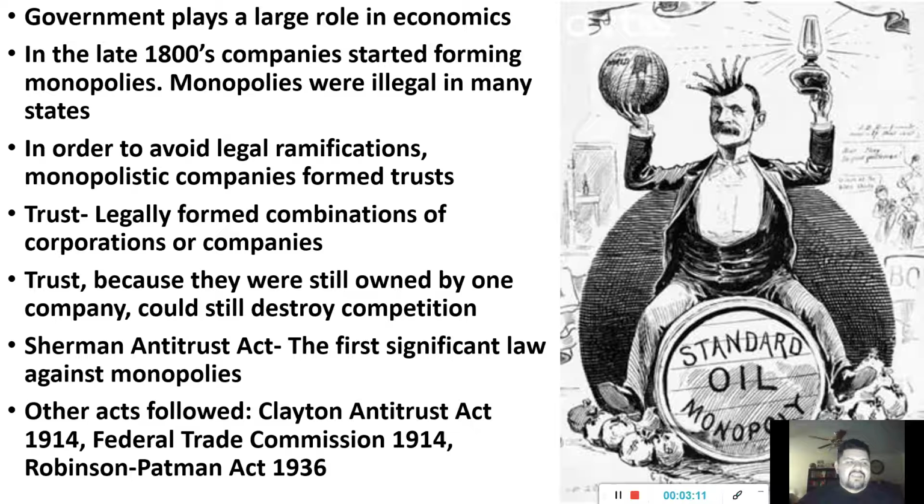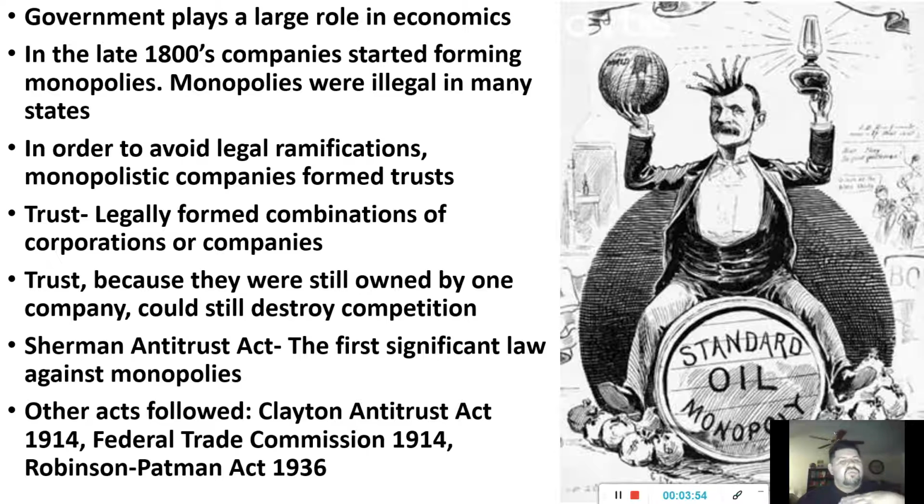In the late 1800s, companies started forming monopolies. The oil company Standard Oil, which you see right here, John D. Rockefeller, basically had a monopoly on oil. Carnegie Steel had a monopoly on steel. Some states said these guys are being too powerful. They can do whatever they want because they have the market. They cornered us. So a lot of states said monopolies are illegal.